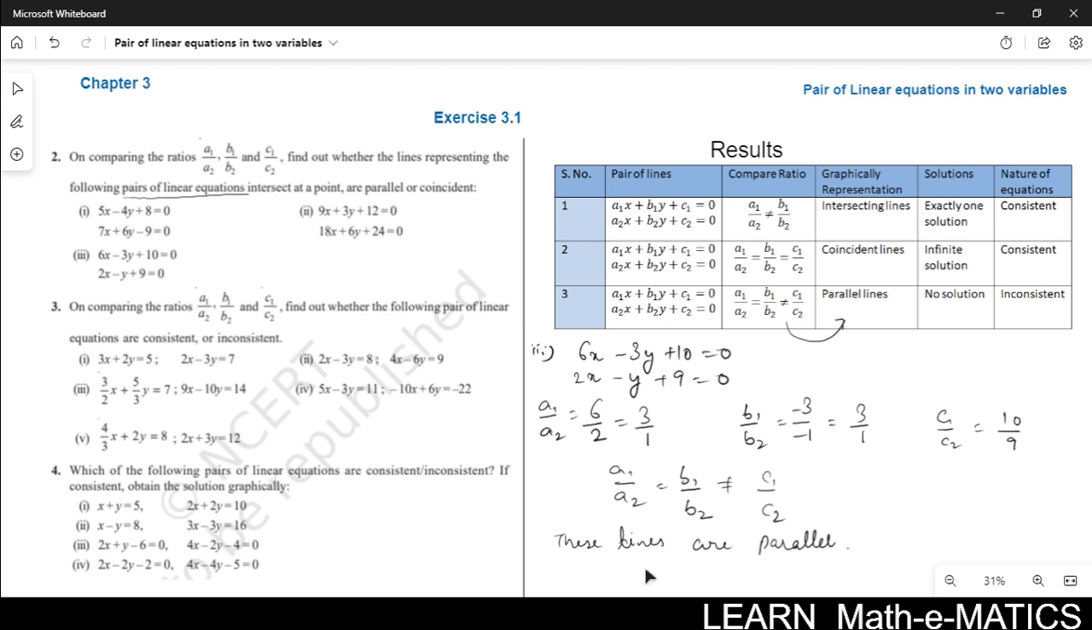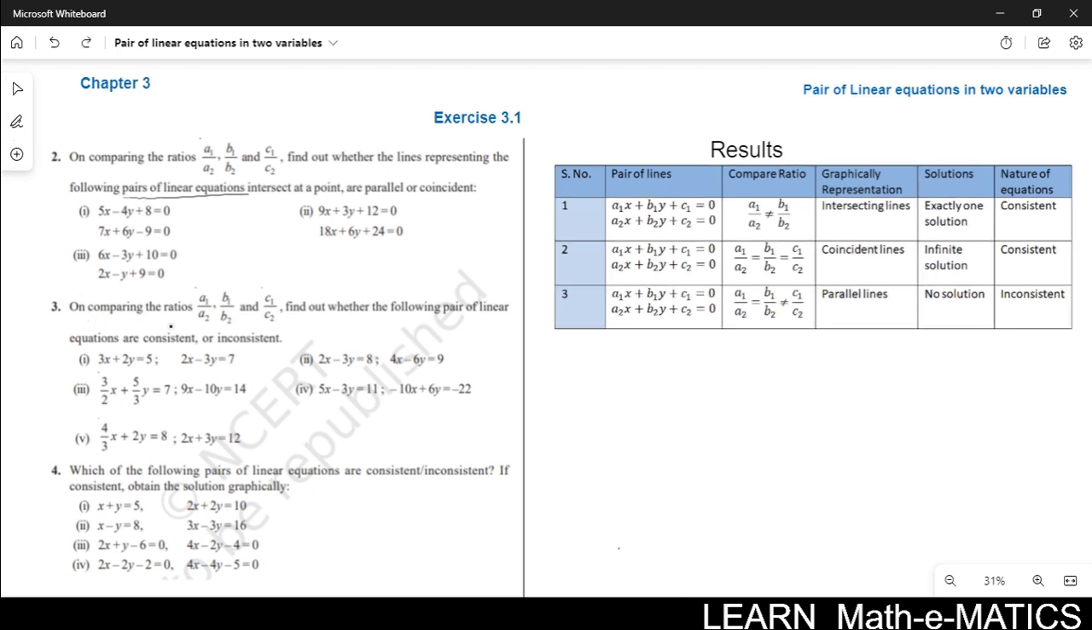So let's move to question number 3. Question number 3 is on comparing A1 upon A2, B1 upon B2, C1 upon C2. That means you have to find the ratios first, right? Find out whether the pair of linear equations is consistent or inconsistent. Now what is consistent and what is inconsistent? With the help of the graphical representation we can tell about their natures. They are consistent or inconsistent.